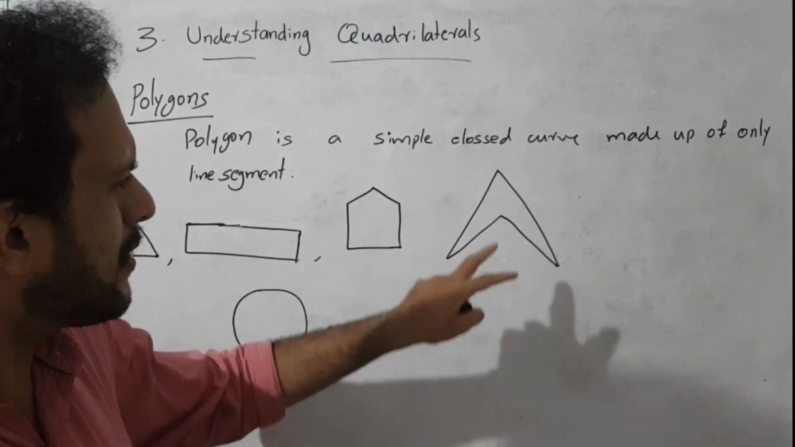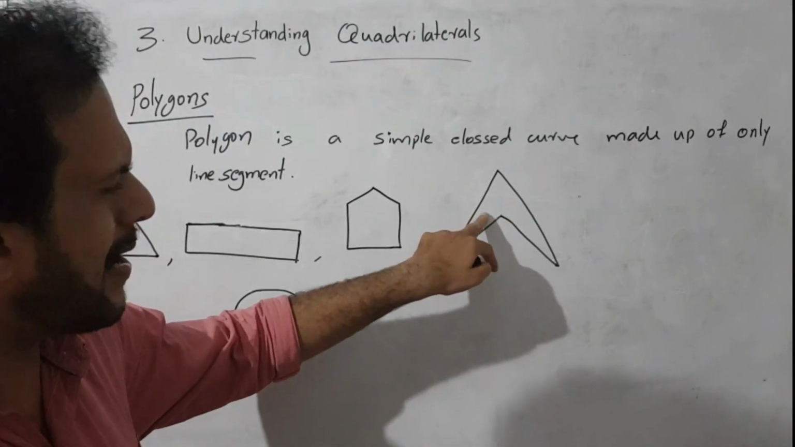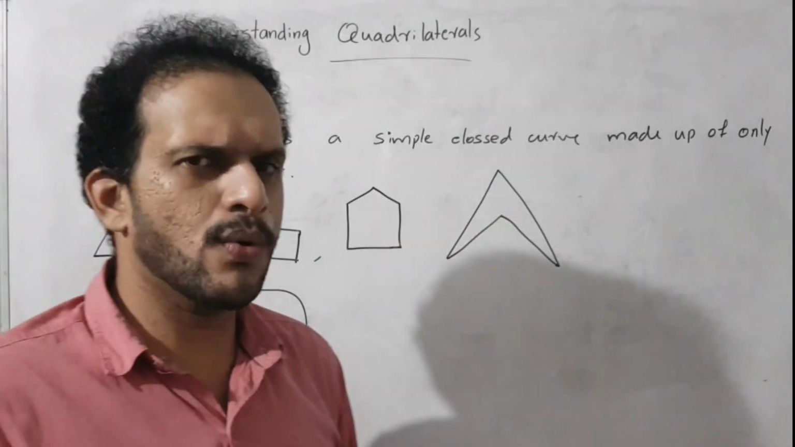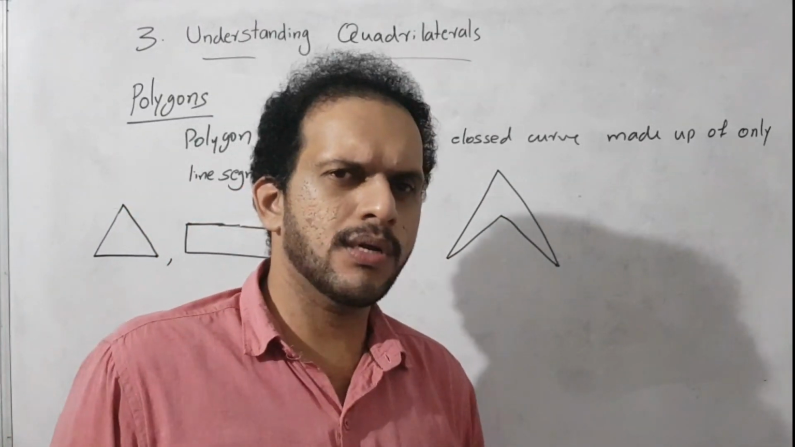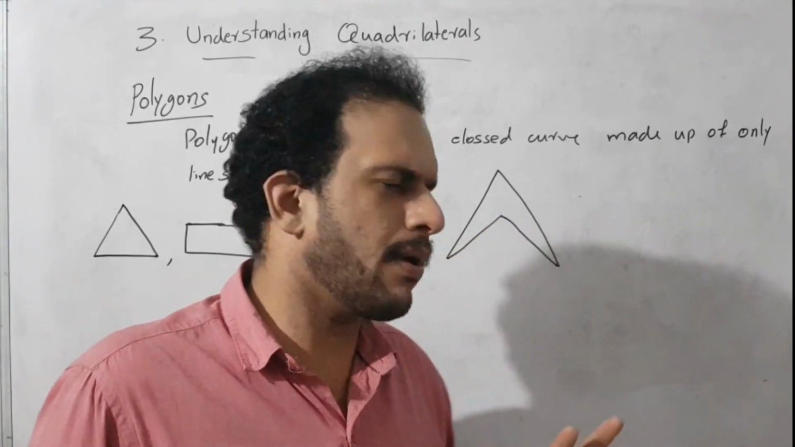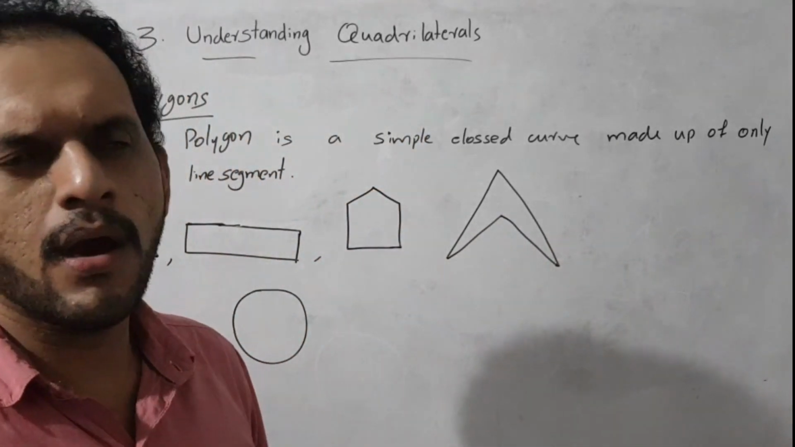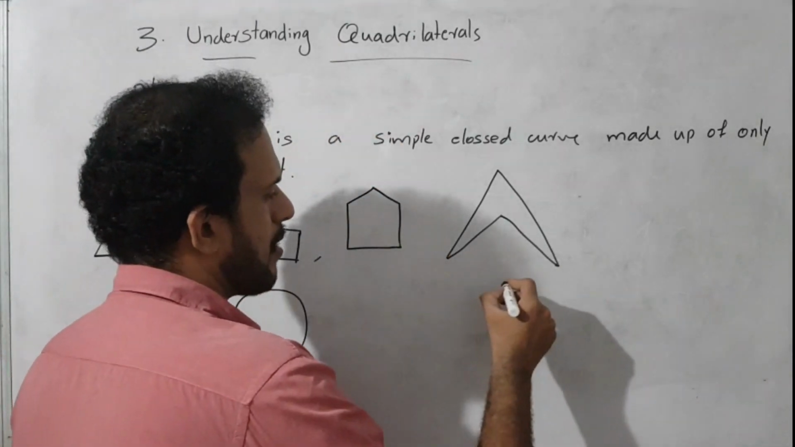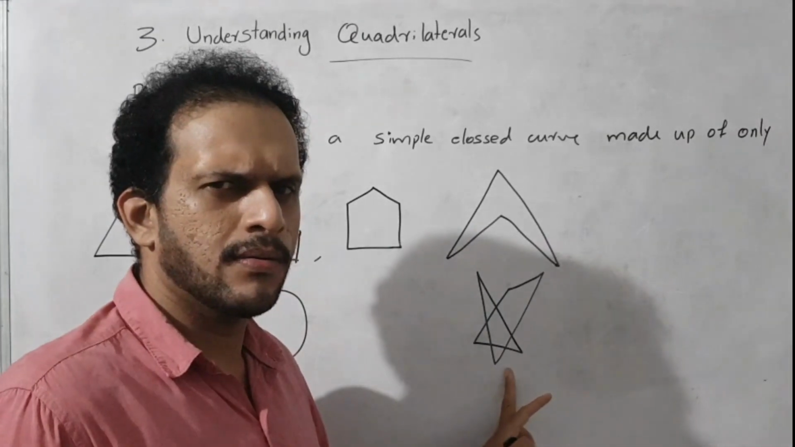And this one is made by a line segment. Yes, this figure is made by a line segment. So this one is a simple closed curve made up of line segments. So this figure is called a polygon. Okay, and another example. This figure, polygon.